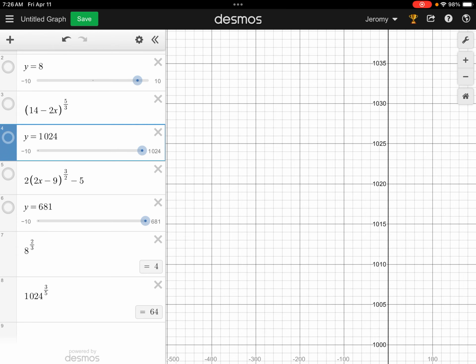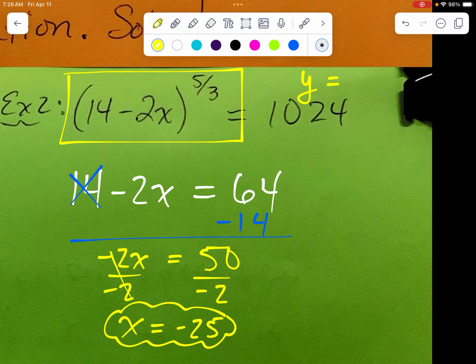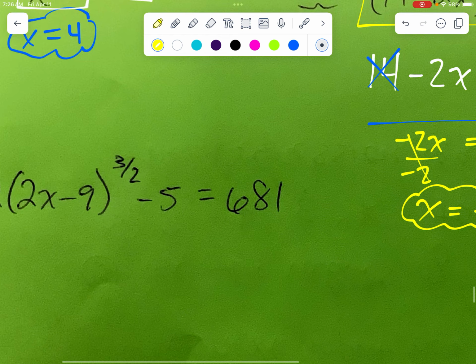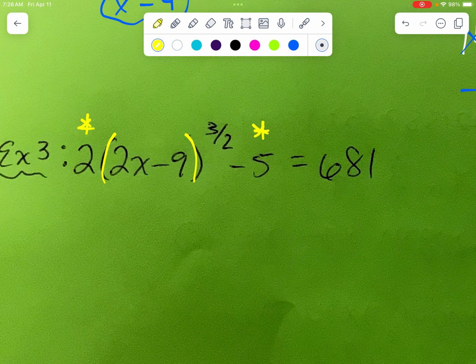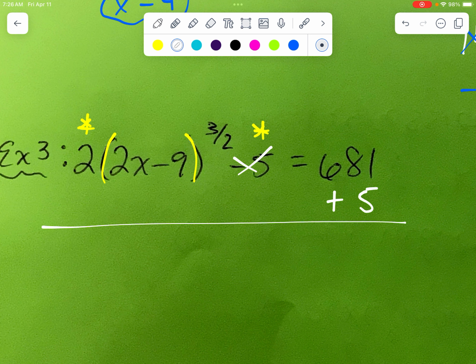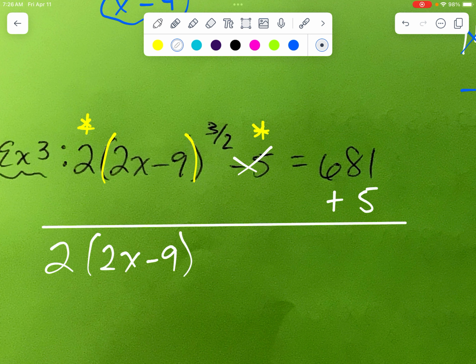All right, let's look at our last example. Our goal is to get the house by itself. We have two numbers on the outside of the house: this -5 and this 2. We are going to start with add and subtract first, doing opposites. So we do the opposite of -5 and add 5 to the other side. Bring down what we have left: 2 times the house, which is 2x minus 9 to the 3/2 power, equals 686.